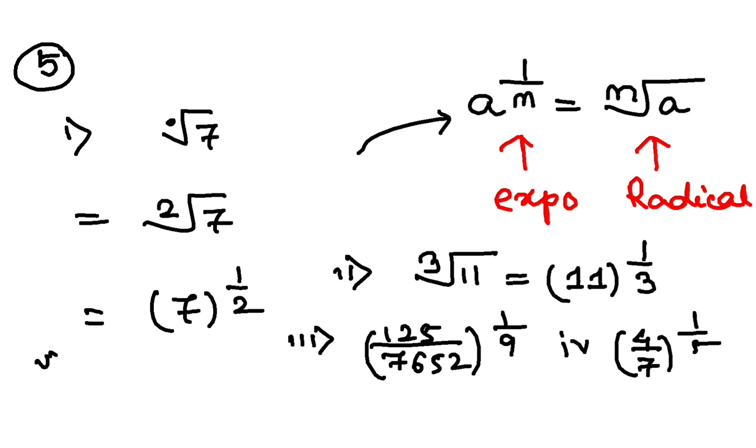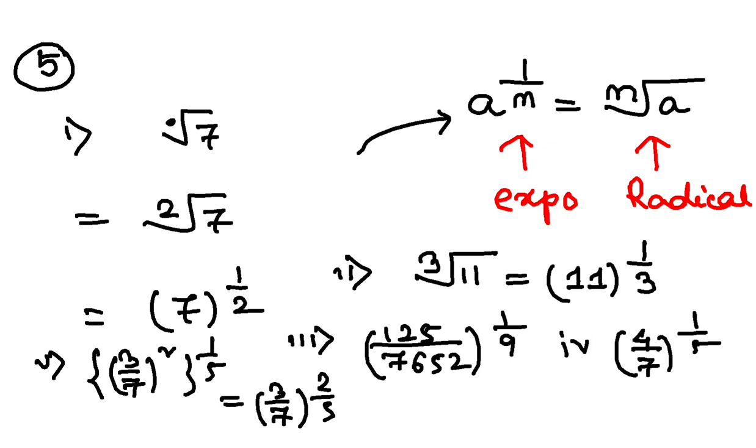And the fifth one, it will be 3 by 7 whole square, then whole to the power 1 by 5. So it will be 3 by 7 whole to the power 2 by 5. So this is the final answer for 5.